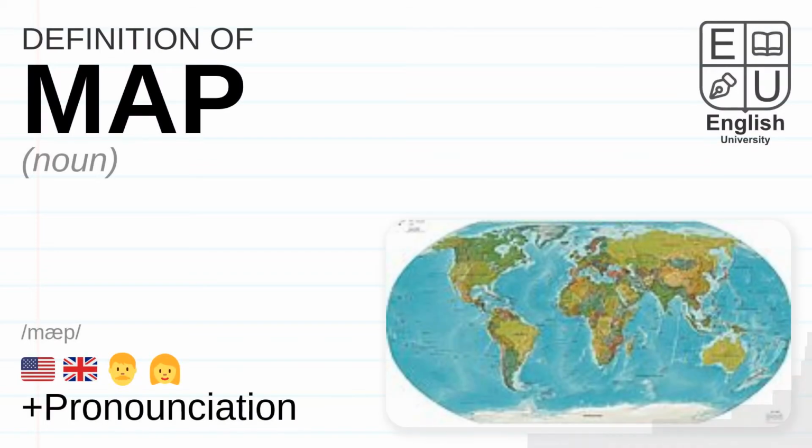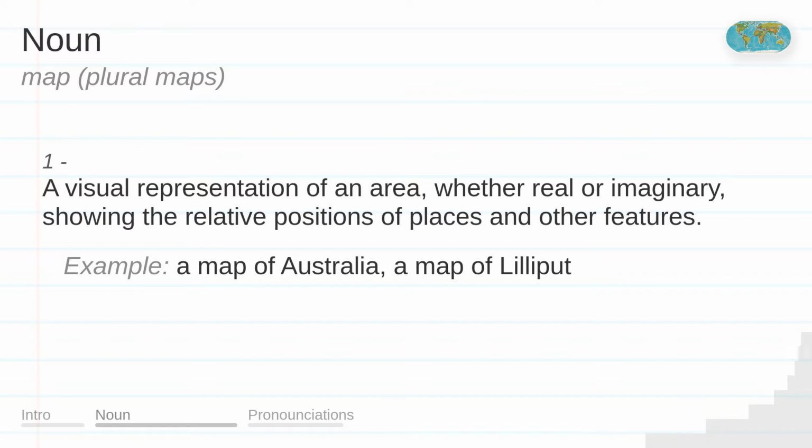Definition of the word map. Noun. A visual representation of an area, whether real or imaginary, showing the relative positions of places and other features. Example: a map of Australia, a map of Lilliput.